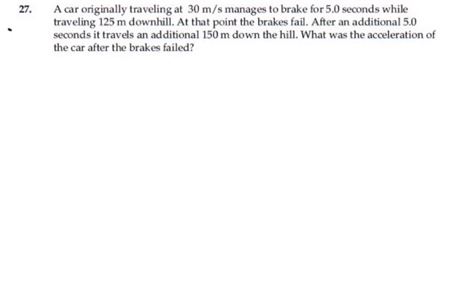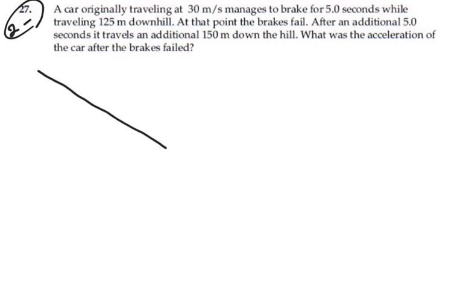Here's problem 227. A car originally traveling at 30 meters per second manages to brake for 5 seconds while traveling 125 meters downhill. At that point, the brakes fail. After an additional 5 seconds, it travels an additional 150 meters down the hill. What was the acceleration of the car after the brakes failed?